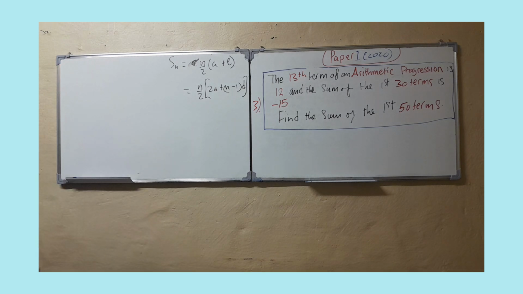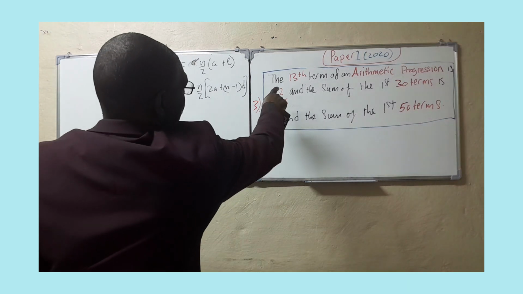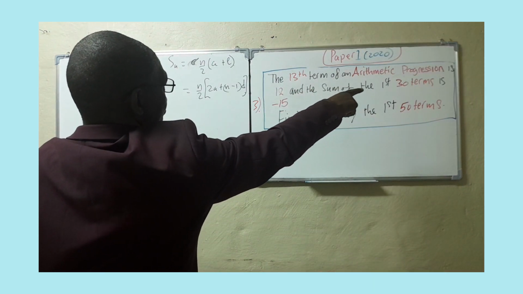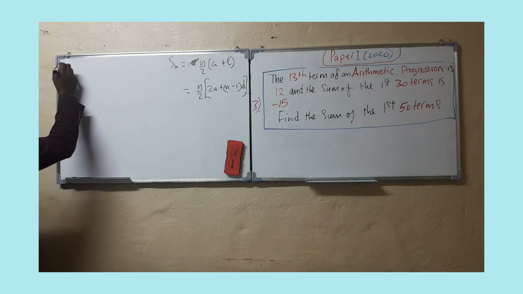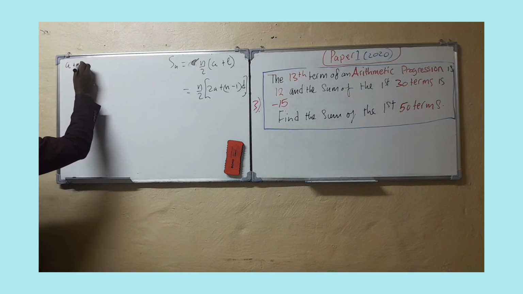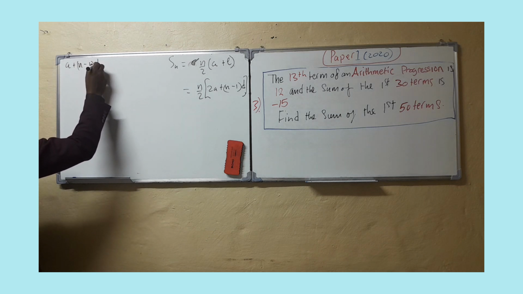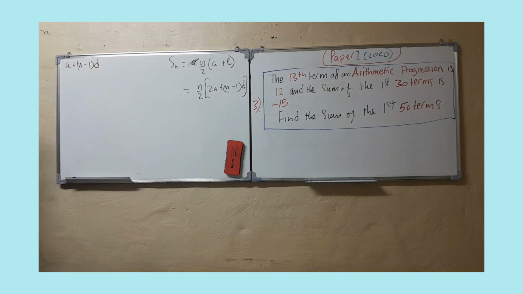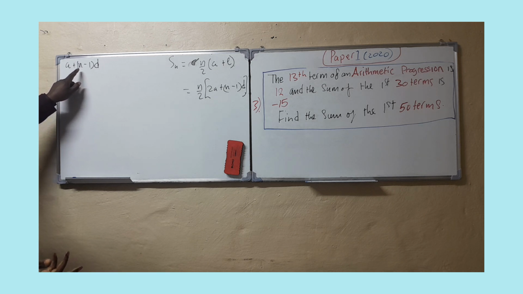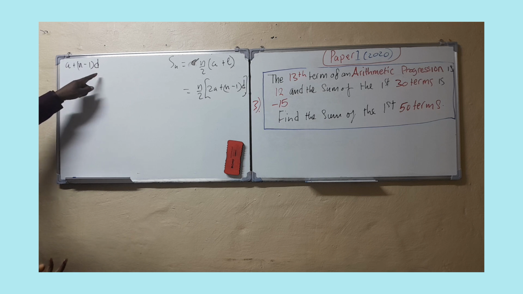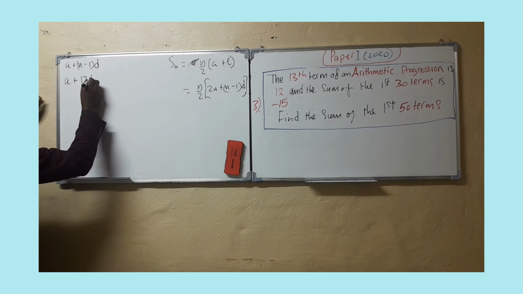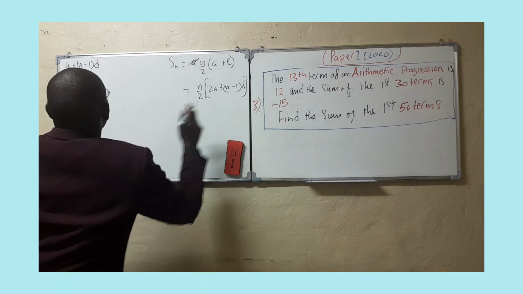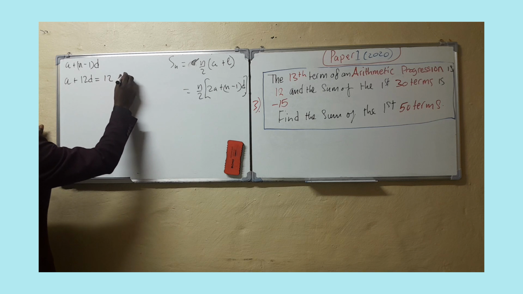Okay, so there we are now. They are saying the 13th term of an arithmetic progression is 12. Well, what is the 13th term? We know that the general term is a plus n minus 1 multiplied by d. A, we are not told, we don't know. But n in this case we are given, it is 13. So 13 minus 1 gives us 12. Our d we don't know. So we can write a plus 12d is equal to, we are told it's equal to 12. Let's call this equation number 1.